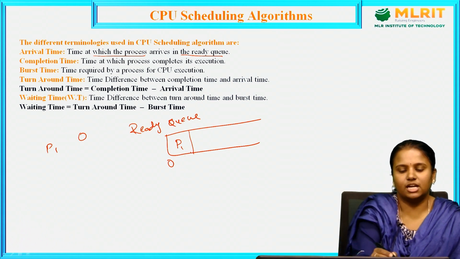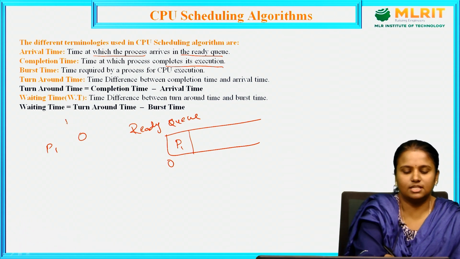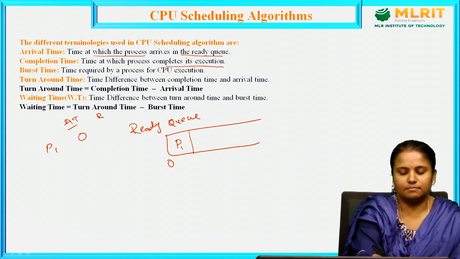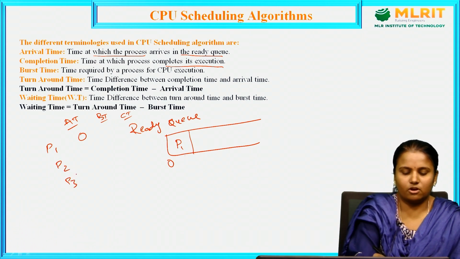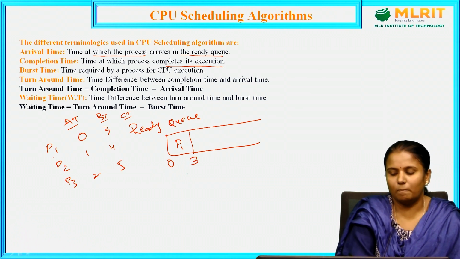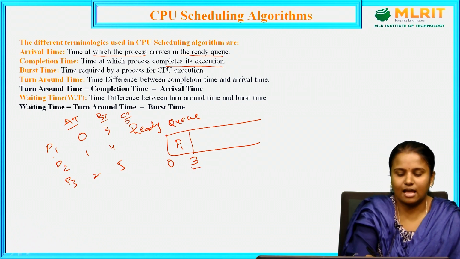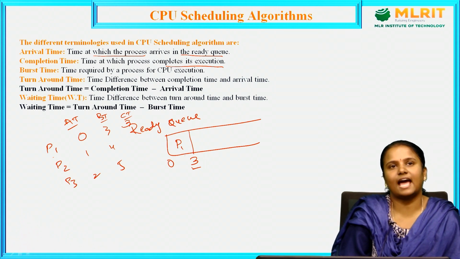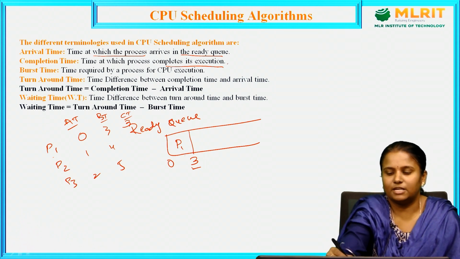Next, completion time is the time at which a process completes its execution. So this is arrival time, and this is burst time. We have n number of processes with some burst time, and P1 has a burst time of 3. So P1 completes its execution at 3. Here the completion time is 3. The time at which the process completes its execution is known as completion time.